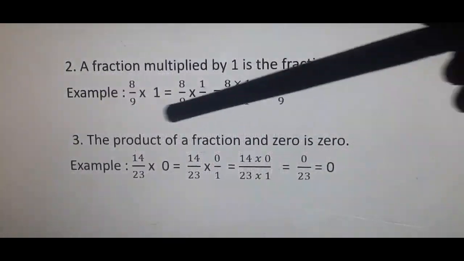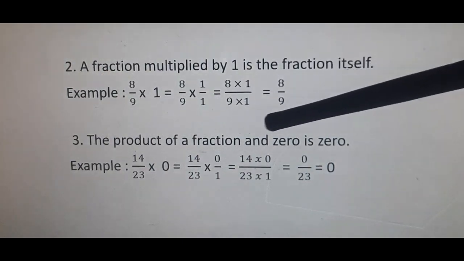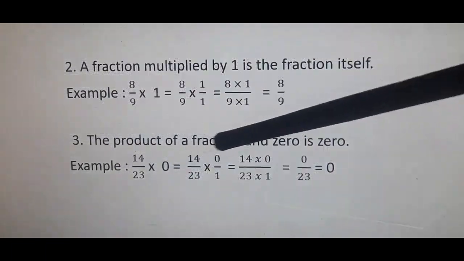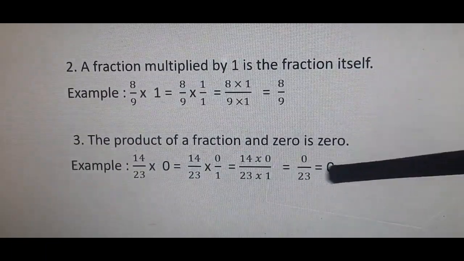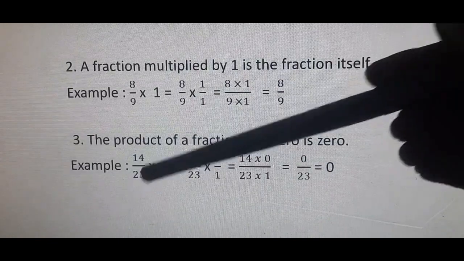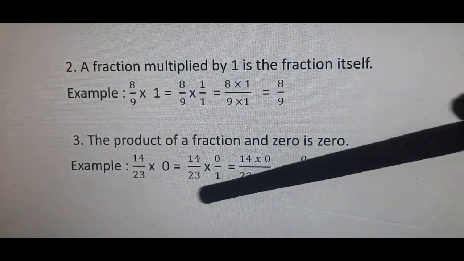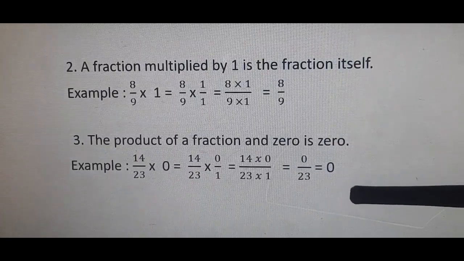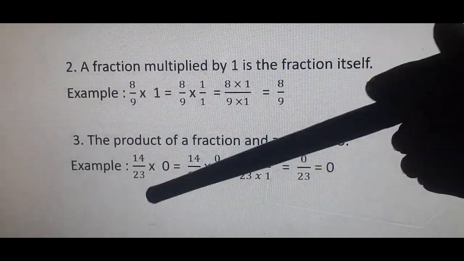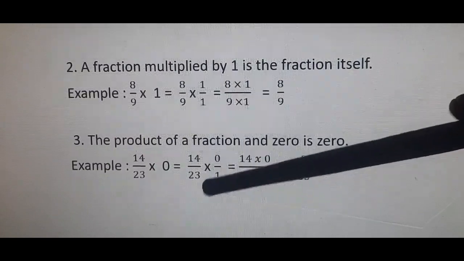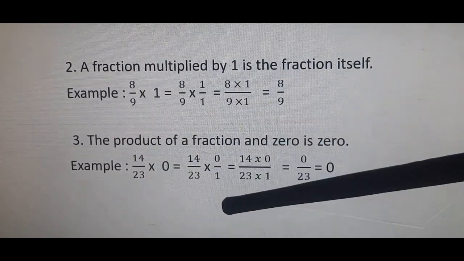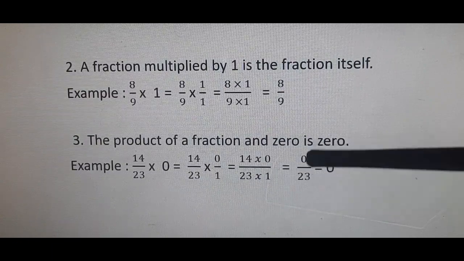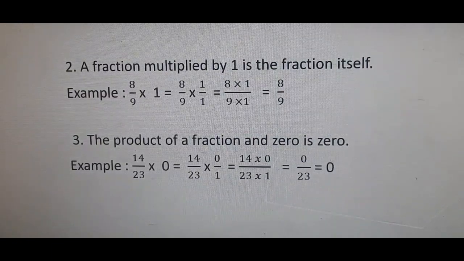Next is the third property. The product of a fraction and 0 is 0. When a fraction is multiplied with 0, we always get 0. It is the same for all, whether it is a fractional number or a whole number. When we multiply with 0, we will get the answer 0. Like 14 upon 23 multiply 0. 14 upon 23 multiply 0 upon 1 we can write down. 14 zeros are 0. 23 ones are 23. 0 upon 23 is 0 only.